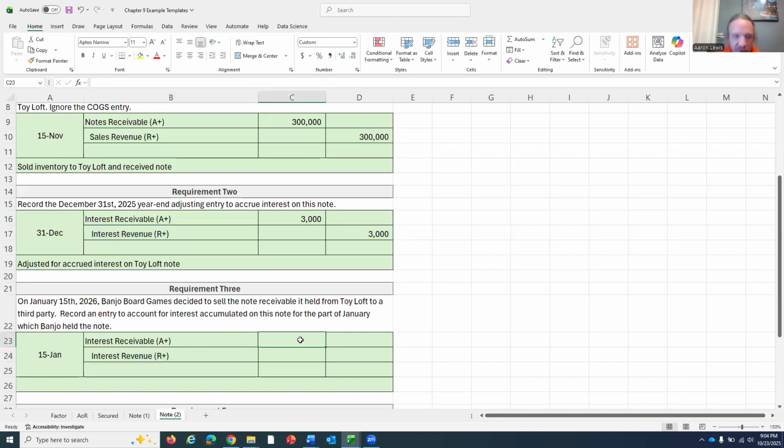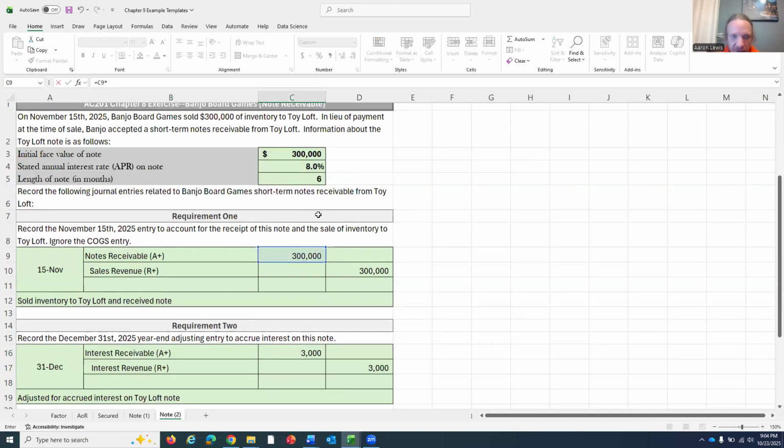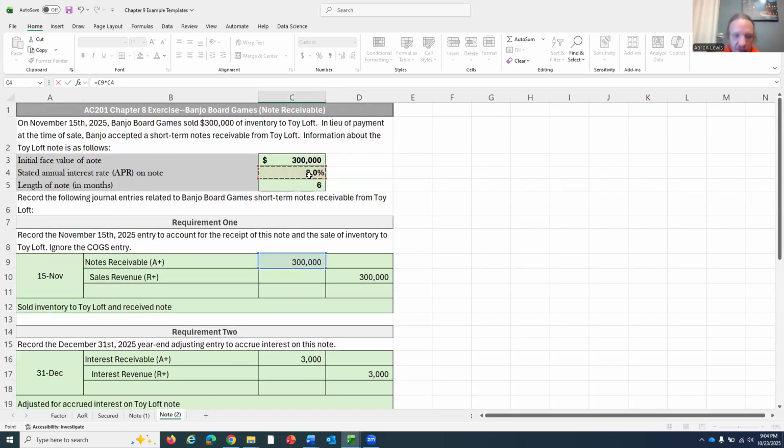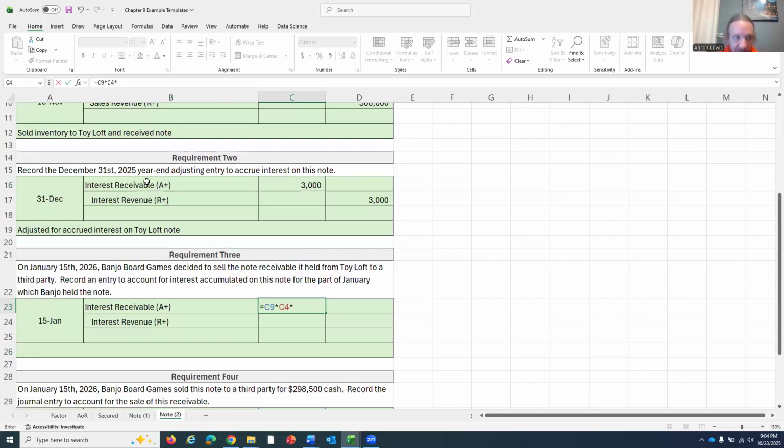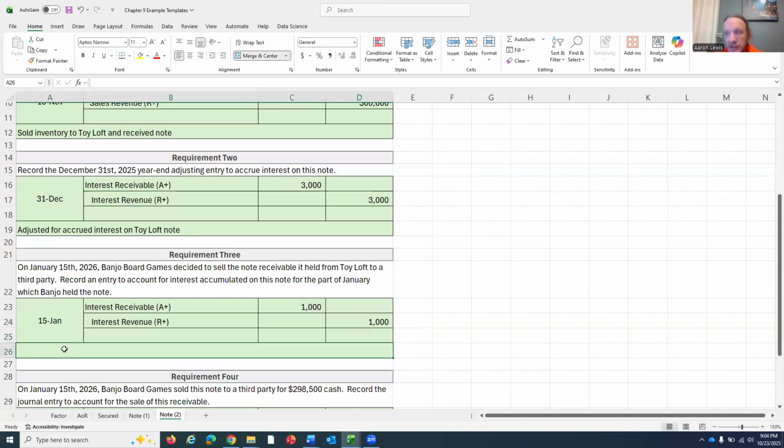We're going to use the same formula that we did before. It's still face, which is 300,000, just like before, times rate, which was 8%, times time. So how much time has passed since we made this adjustment? Half of January. So our fraction is going to be 0.5 out of 12. That comes out to $1,000, another $1,000 worth of interest accumulated on this note while we owned it before we decided to sell it to a third party. So we recorded accumulated interest on the Toy Loft note.